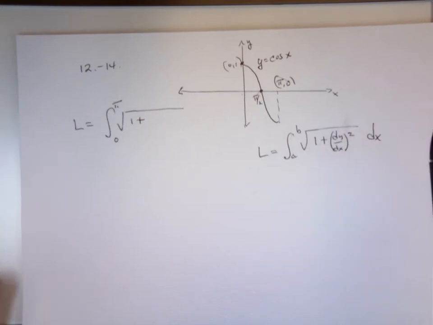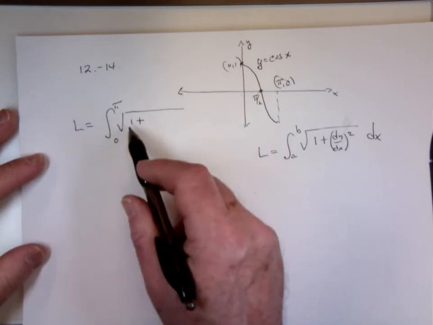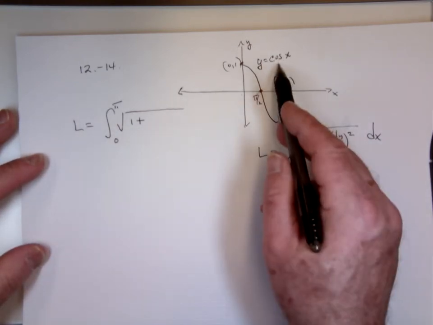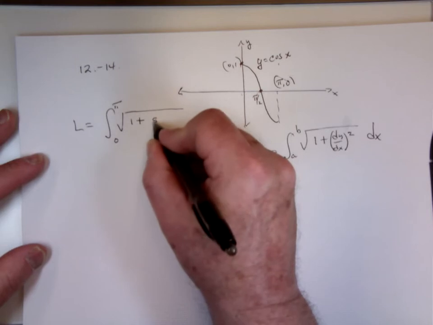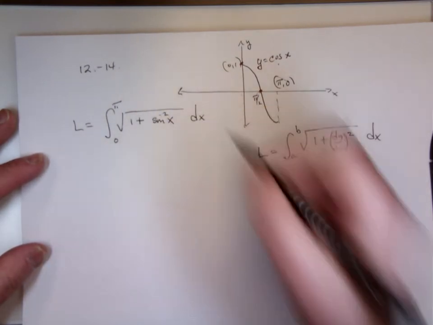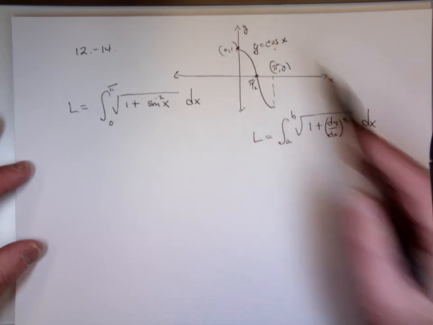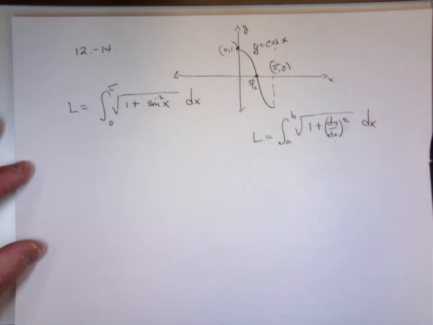Is it for everything or just? Yeah, that's for everything. 0 to pi, 1 plus the derivative, negative sine squared, which would be sine squared, dx. That's the answer right there. Wait, what's negative sine squared? The derivative of cosine is negative sine, but you're squaring it. Okay?